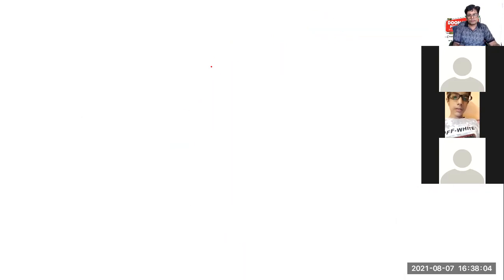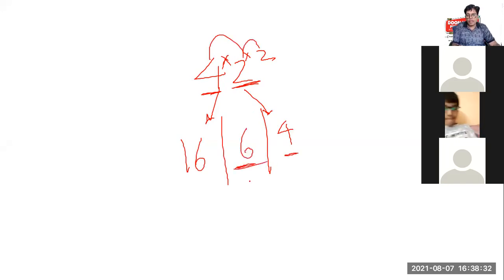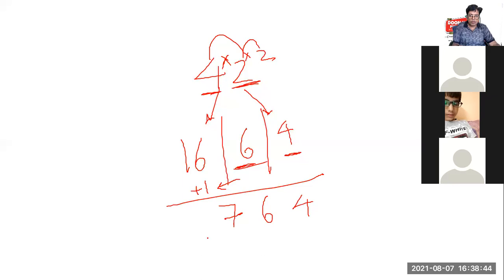One more example. 42 square. This will be here. This will be here. 2 square is 4. 4 square is 16. Now 4 into 2 into 2. 4 into 2, 8. 8 into 2, 16. 16 I will take single digit and the double digit will be taken here in the next column. So the answer will be 4, 6, 7, 1.